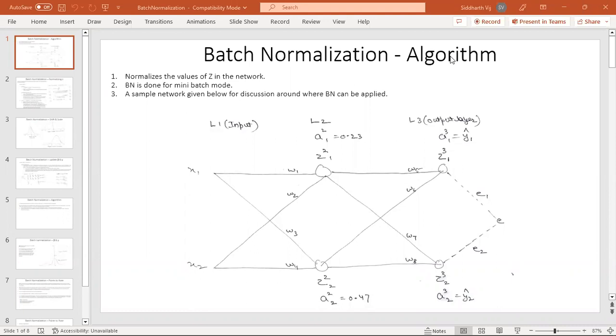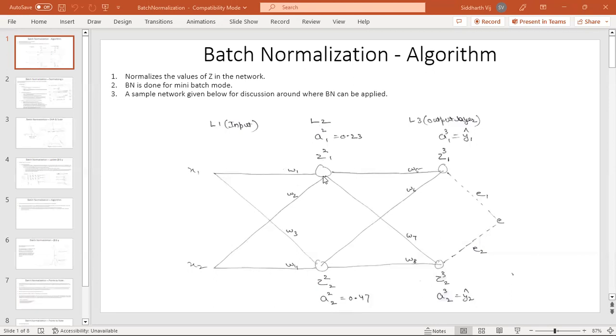So what does it normalize? If you see the architecture as shown on your screen, it is trying to normalize the Z values in this network. For example, you can see layer 2, which is a hidden layer in this network. Batch normalization can be applied to this hidden layer, and it will normalize the values Z21 and Z22, which are the two Z values for the two nodes available in the hidden layer. That's the basic idea of what it normalizes.